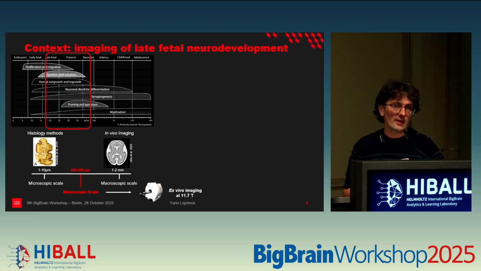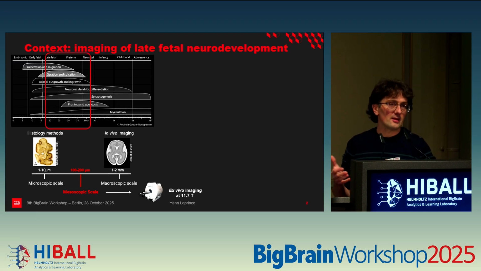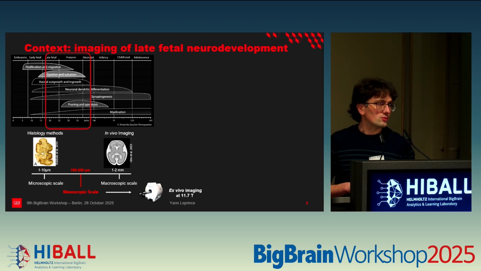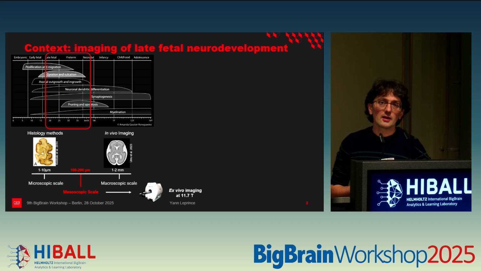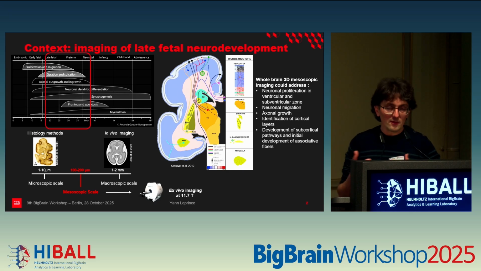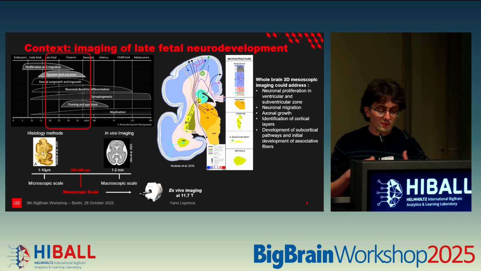We want to fill this gap with mesoscopic scale data of 100 to 200 micron resolution, and for that we chose to use ex vivo imaging at very high field. Using this kind of resolution and imaging methods, we hope we'll be able to tackle processes such as neuronal migration, development of the cortex, development of the fiber architecture, etc.